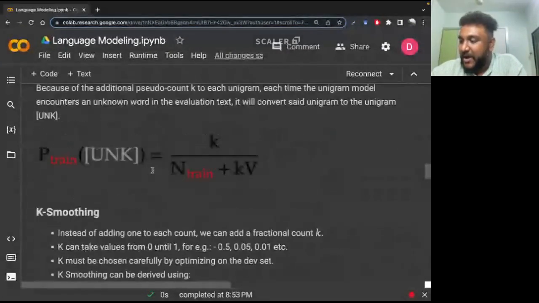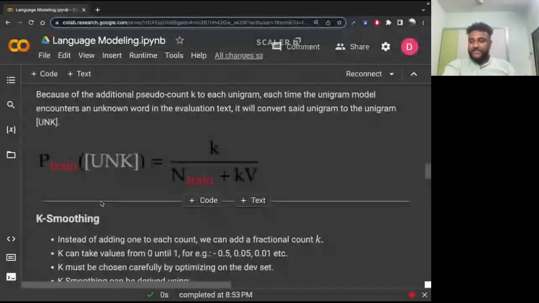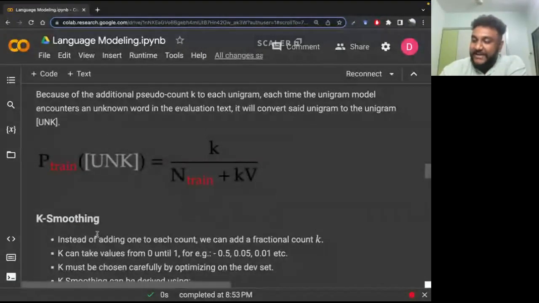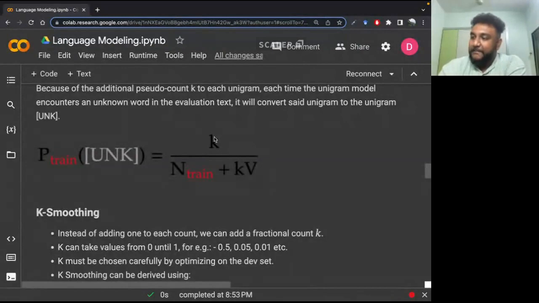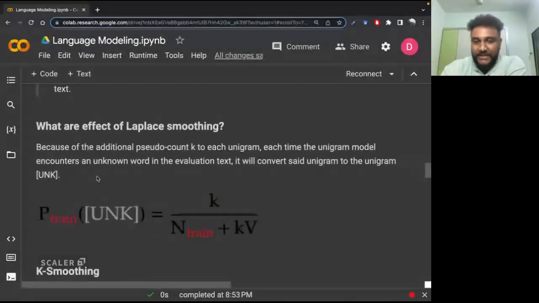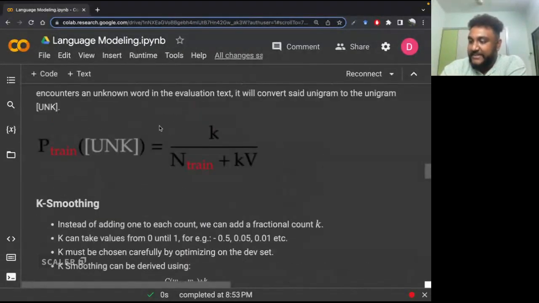The alternative to using Laplace smoothing is something known as k smoothing. Instead of increasing the count by k for each word, we can increase it by a fractional amount. So if you take this k and, instead of making it an integer, you make it a number smaller than 1, then it becomes k smoothing. That is what k smoothing basically is, and we can use this to work with things.